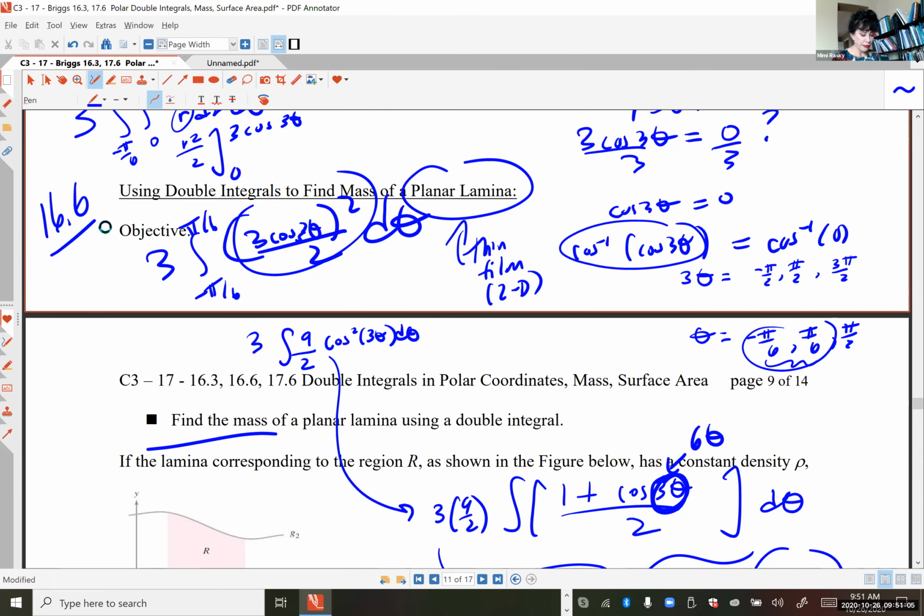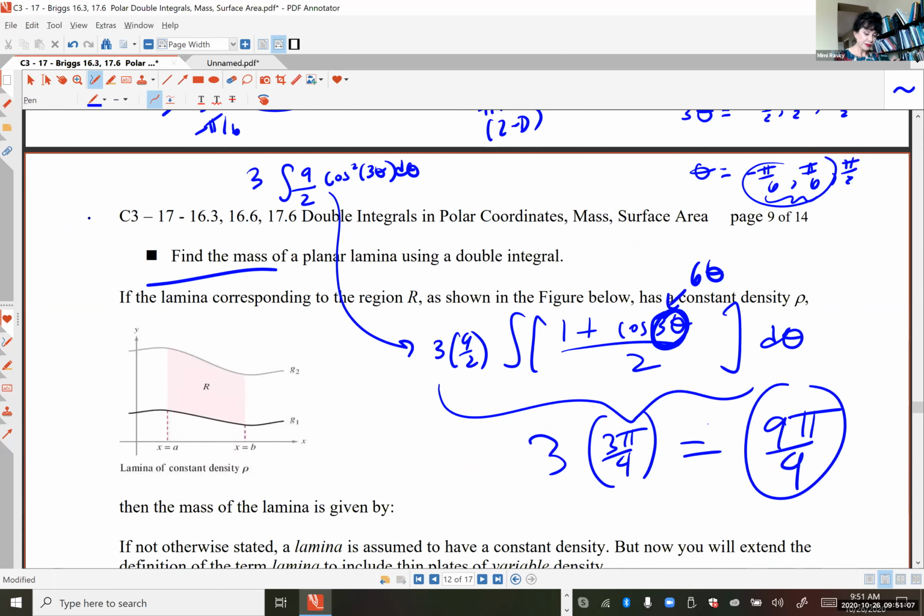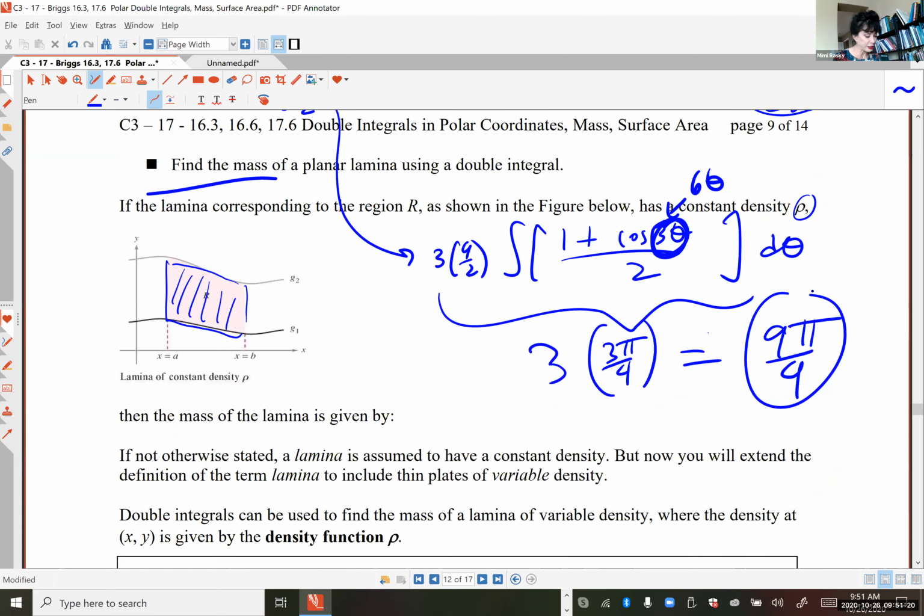So how do you find the mass of a planar lamina? Well, what if your planar lamina, here's a planar lamina right here, okay, there it is, that region R, what if it had a constant density? And we'll call the density rho. That's pretty typical of math textbooks. So lamina of constant density rho. What of it? Well, then the mass would equal your density times your area.